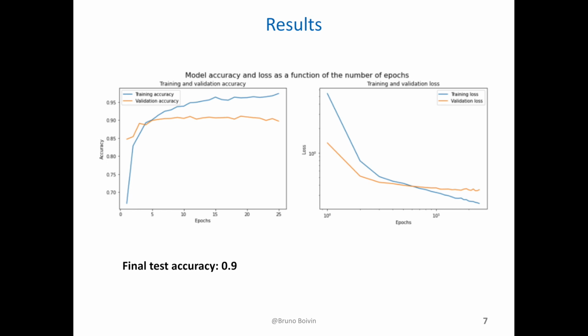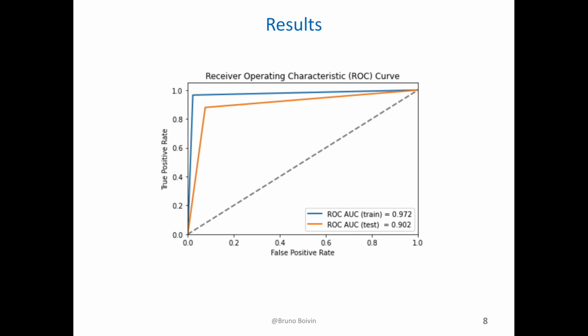However, if we look at the loss diagram on the right, we can see that both training and validation loss keep going down as we increase the number of epochs up to 25. The model reached a final test accuracy of 0.9 on unseen data. Performance was also assessed by looking at the area under the ROC curve for both the training set and the test set, and in both cases performance was above 0.9, indicating very strong performance.